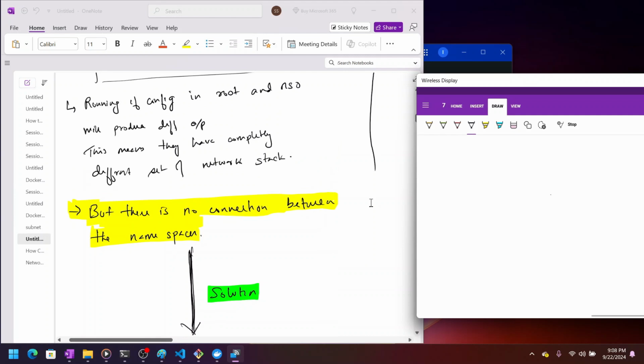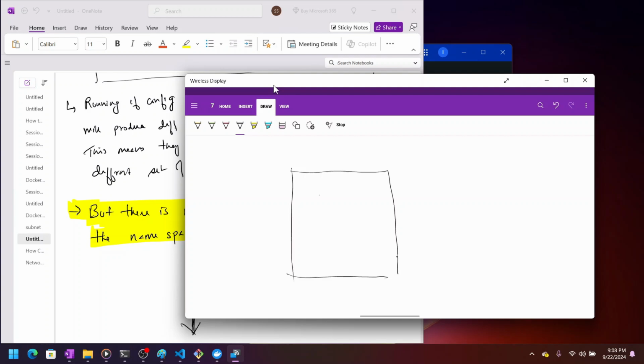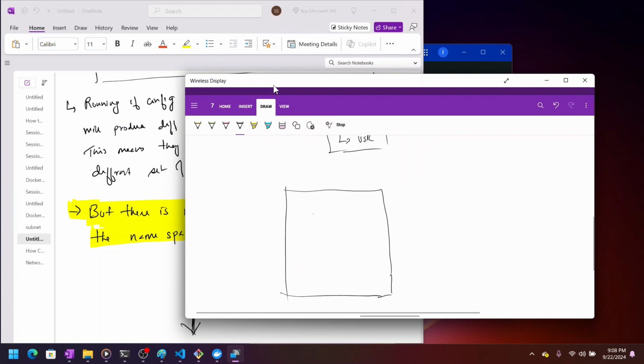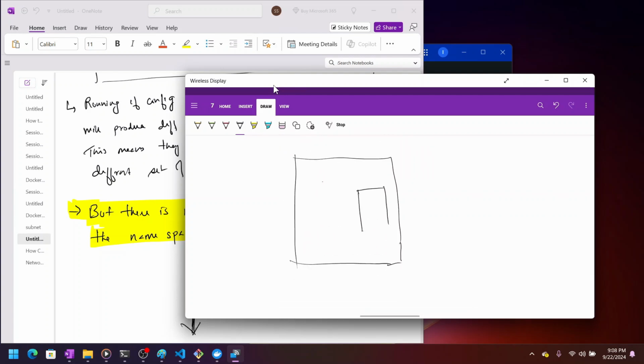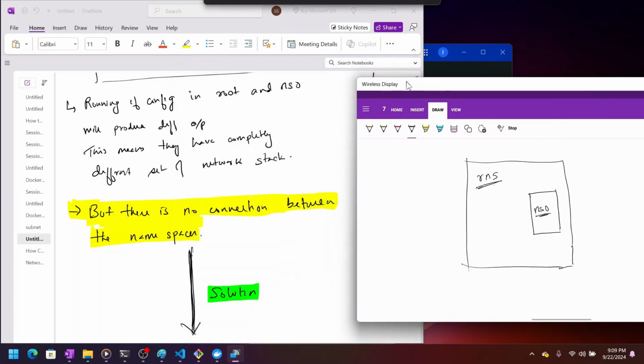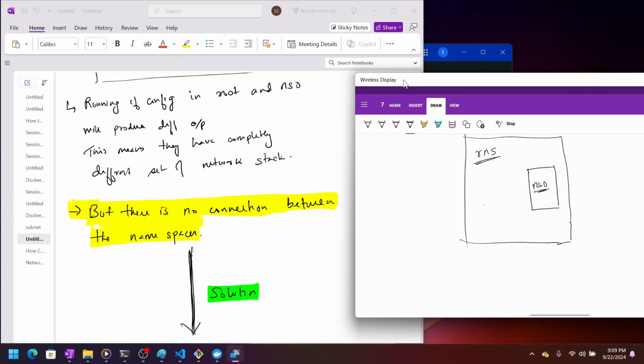So now let's say this is the root namespace, and this is the namespace that Docker creates, or you may also create. This is NS0, and this is the root namespace. But between these two, there is no connection between the namespaces. So one solution we can use is veth. So what is veth? Let's discuss.